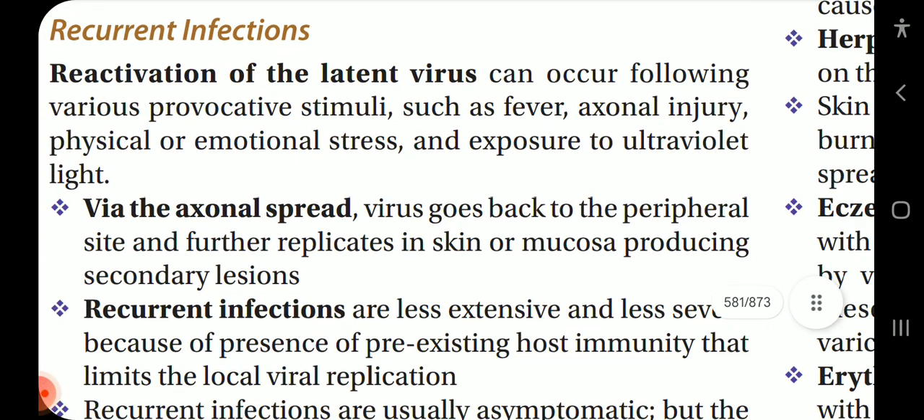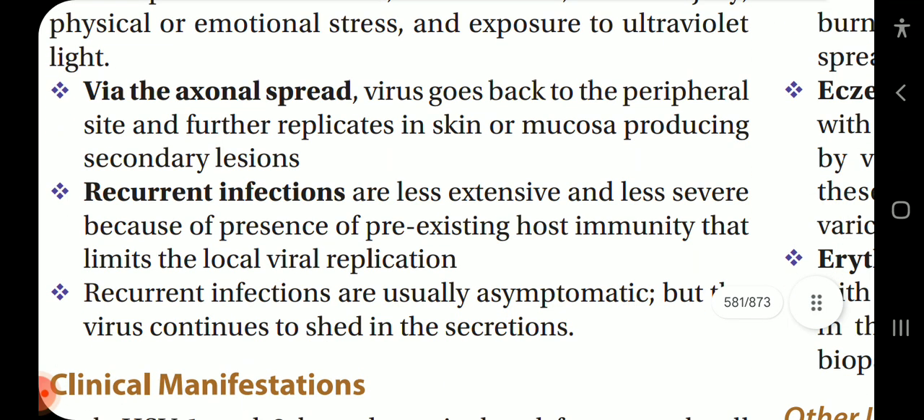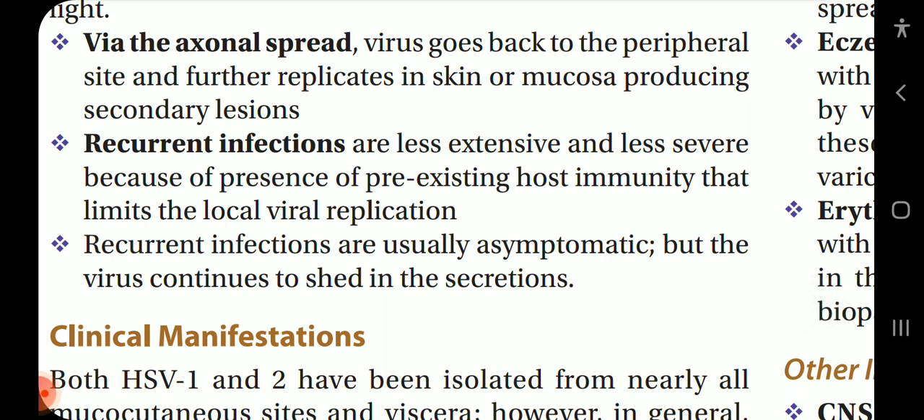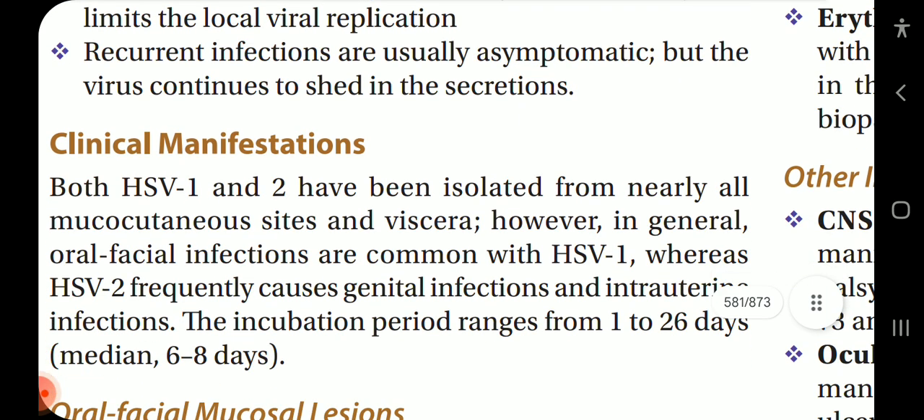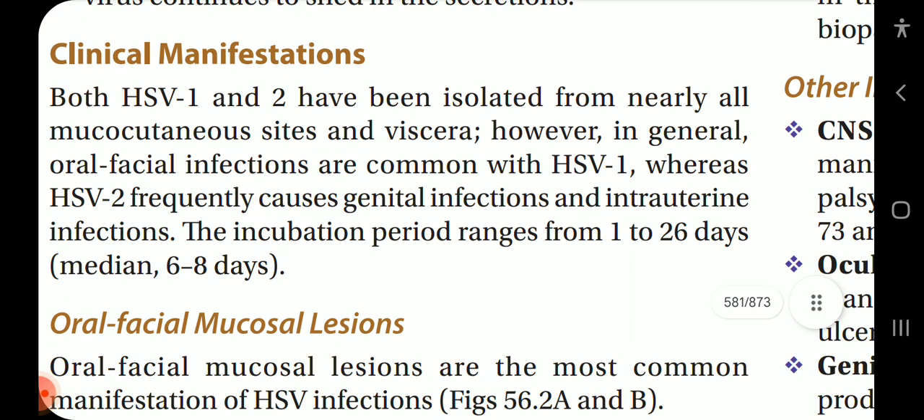Recurrent infections. Reactivation of the latent viruses can occur following various provocative stimuli such as fever, axonal injury, physical or emotional stress, and exposure to ultraviolet light. Via the axonal spread, viruses go back to the peripheral site and further replicate in skin or mucosa, producing secondary lesions. Recurrent infections are less extensive and less severe because of the presence of pre-existing host immunity that limits the local viral replication. Recurrent infections are usually asymptomatic, but the virus continues to shed in the secretions.